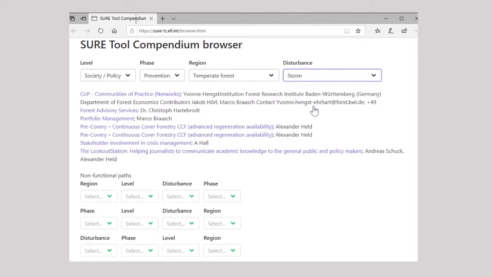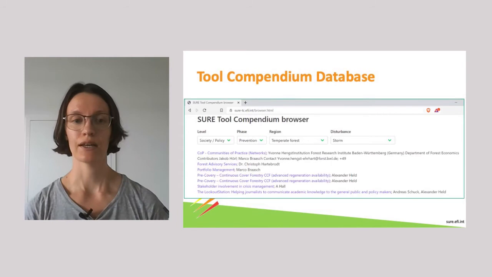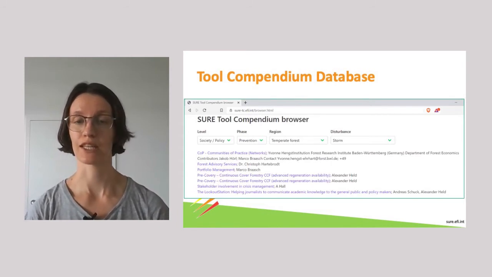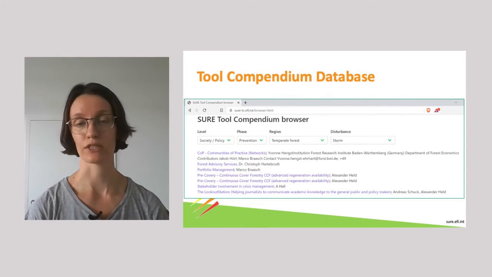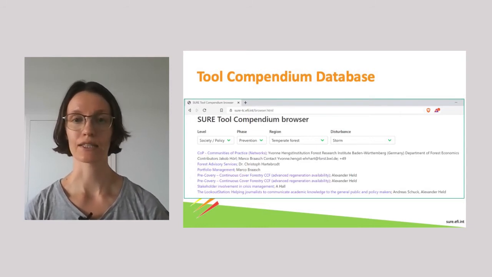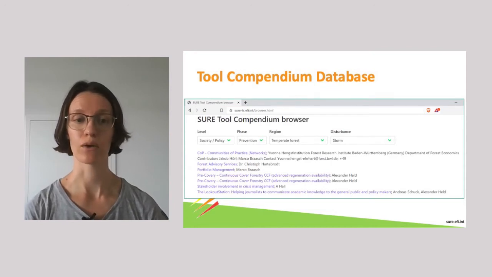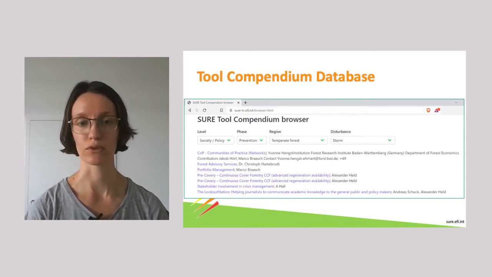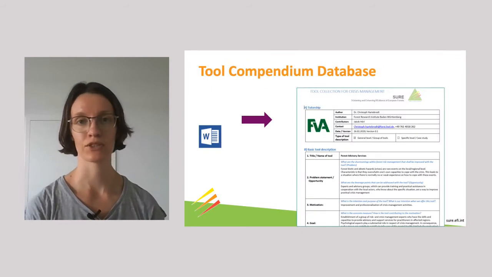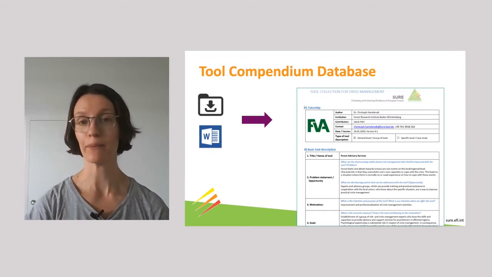And here you can see an example of a search done. The level has been defined as society or policy level. Phase has been prevention, region was temperate forest, and disturbance of interest was storm. And there you can see different tools that we have in the database already and who were also the authors of these tools. And here I shortly present a few examples of the tools.